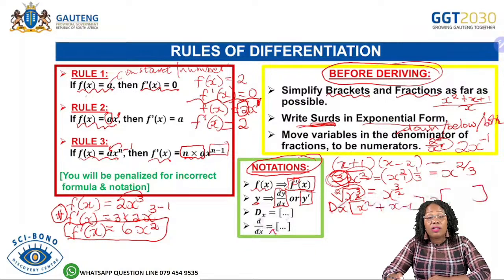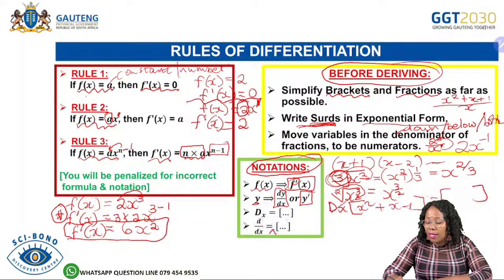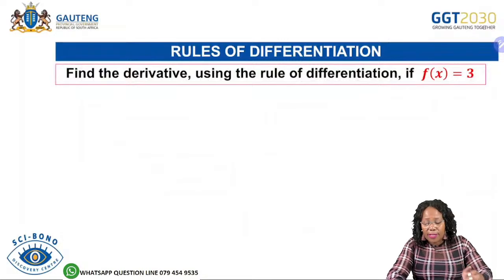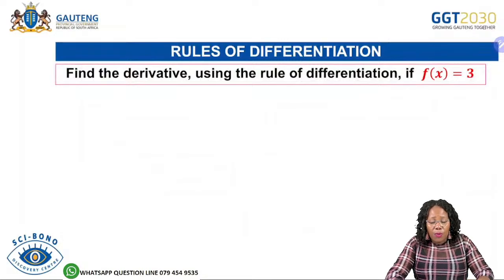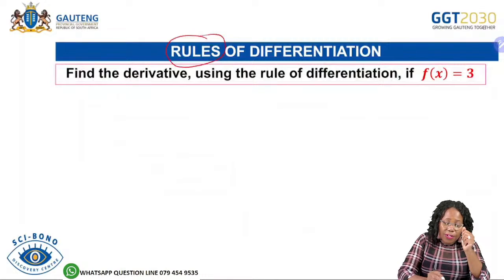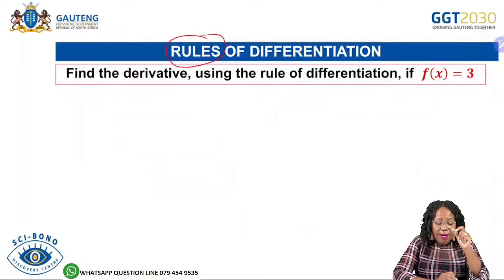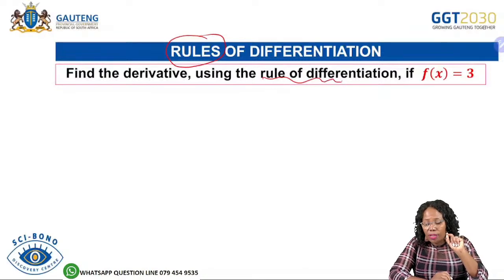Let's look at the real situation now. This was just the explanation of everything that you need to take care of before you start applying these rules of differentiation. Right, first activity. We are applying the rules now, not first principles. Find the derivative using the rule as indicated there.